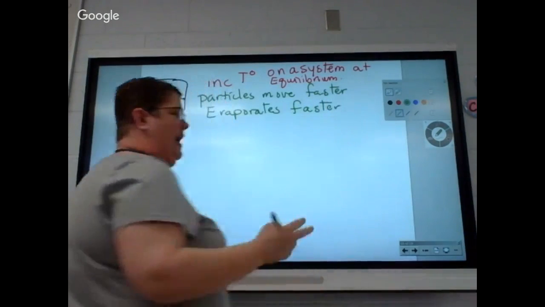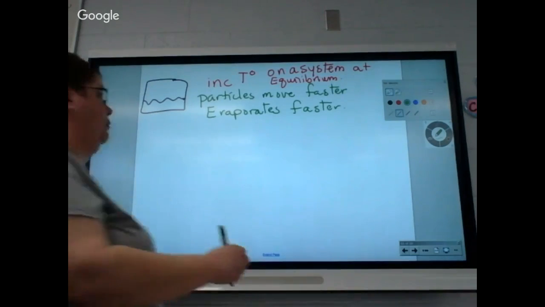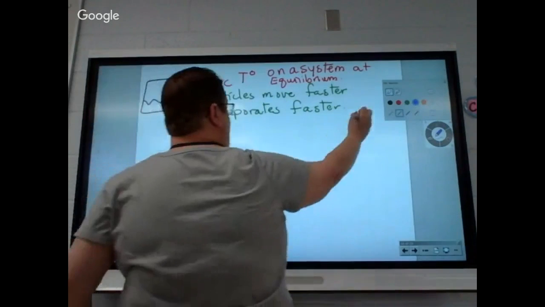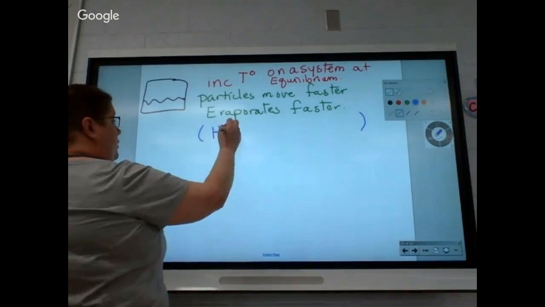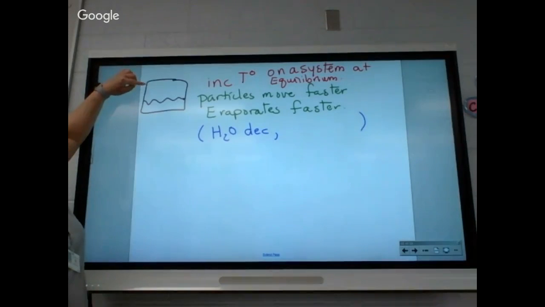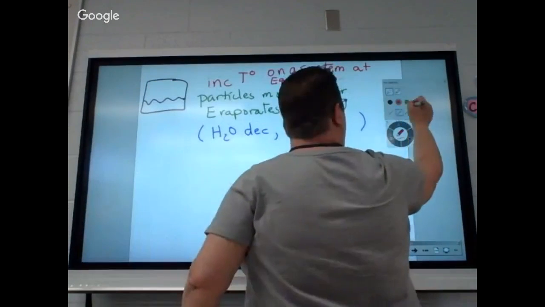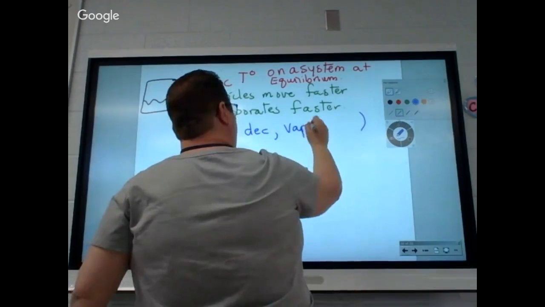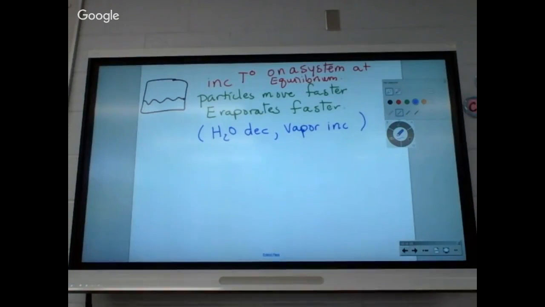Now, if it evaporates faster, what's going to happen in our box to the water and to the vapor? If it's evaporating faster, what's happening to our amount of water? It decreases. So the water is going to decrease. And so, what's going to happen to our amount of vapor up here? It's going to increase. All right, so catch up with me and see if that makes sense. Anybody besides me? That's not fine, because you're going to see this on the next quiz.